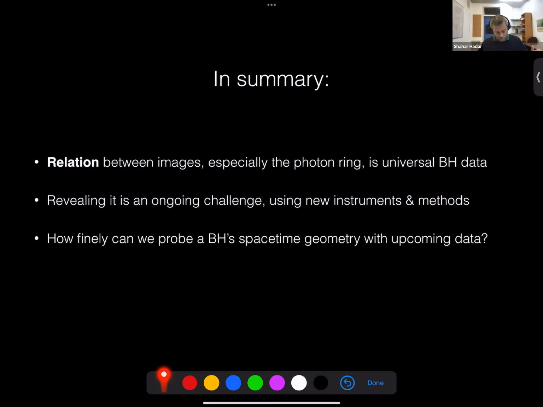So in summary, what I tried to tell you is that the relation between the different images, and especially the photon ring part, is the universal black hole data in images and other black hole observations. Revealing this photon ring is an ongoing challenge, using different instruments and methods. There's quite a lot of excitement in this field, with the question of how finally we can probe the black hole space-time geometry with this upcoming data. Thank you.